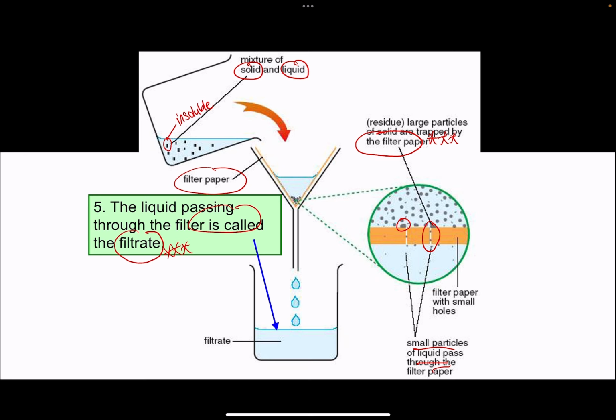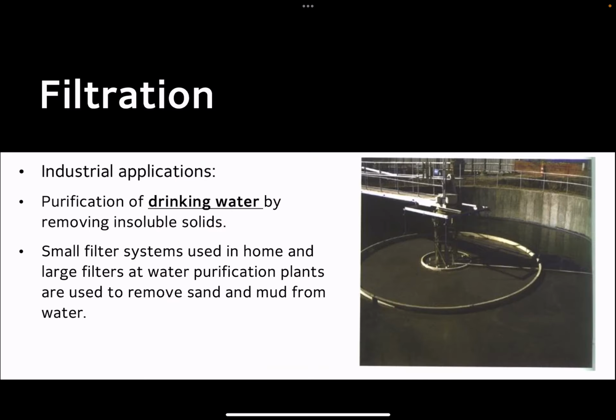So, does filtration have any industrial application? Yes, we actually apply filtration on a pretty large scale, especially when we are trying to remove insoluble solids from drinking water. And you see a lot of filtration techniques being applied in our daily life, removing tea leaves from tea, or even the sugarcane auntie who is selling sugarcane juice. She will have a sieve that acts as a filter to filter away the shreds of sugarcane from your sugarcane drink.